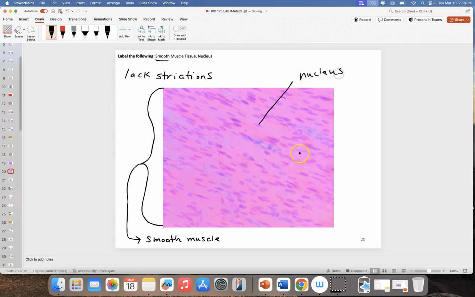We can see many cells on this slide. Therefore, we can see lots of nuclei, the nuclei of each of those cells. I'll circle a few here as well, as well as the one I pointed out earlier. But that just gives us an idea of looking for, again, the nucleus, and then that allows us to find where our cells are going to be located. Again, if it lacks striations and we only have one nucleus per cell, if it has that smooth appearance like we see here, then that's our smooth muscle tissue.